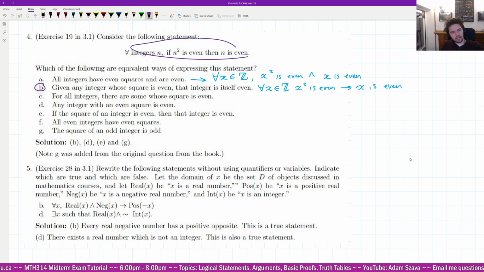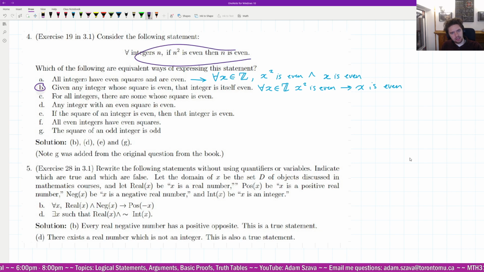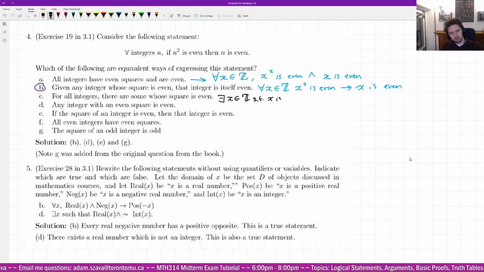It's also very provable. We can just prove this quickly. For all integers, there are some whose square is even. So this is basically saying there exists an integer x, I should say n, but whatever, such that x is even. True, but not what this is saying.